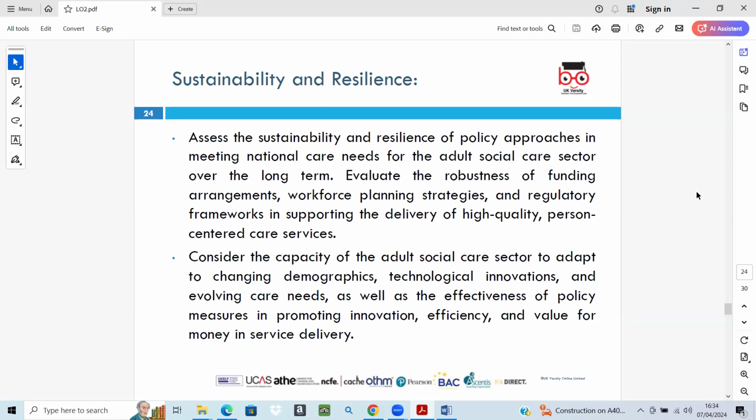or make it better. So now we also look at the promotion of innovation and value for money. What we also do is assess the ability to deliver high quality care services while maximizing efficiency and value for money, and the role of policy in supporting these objectives.